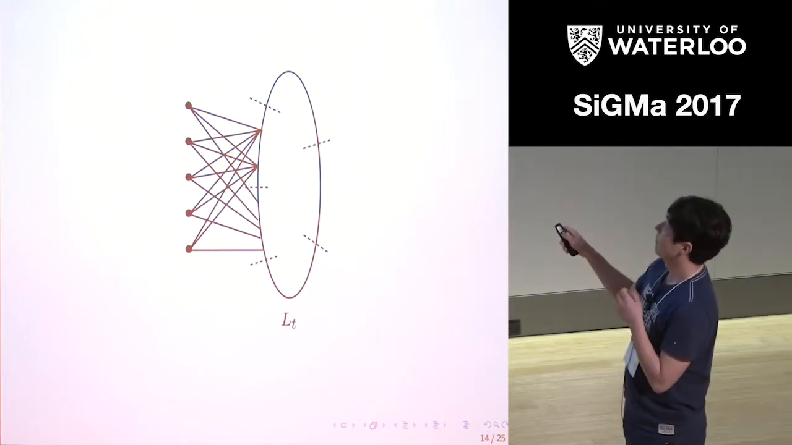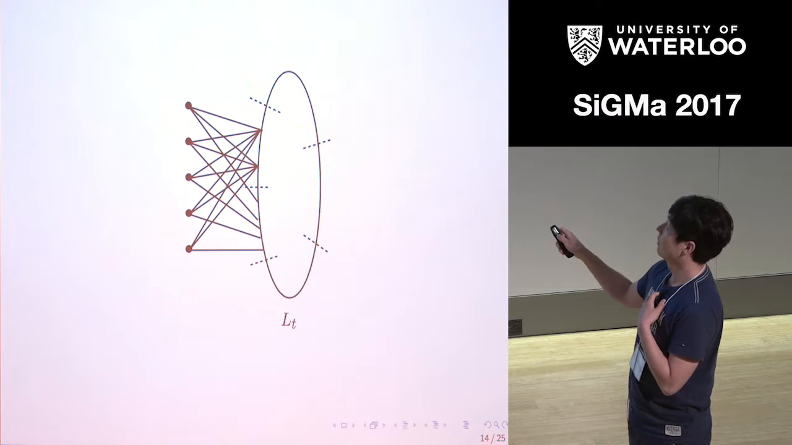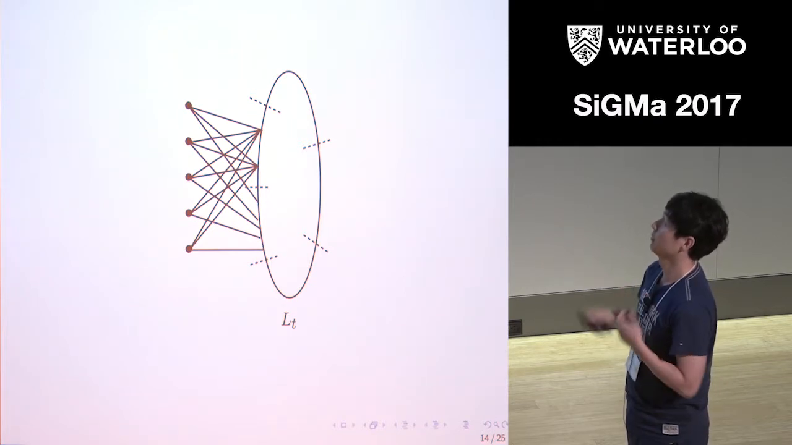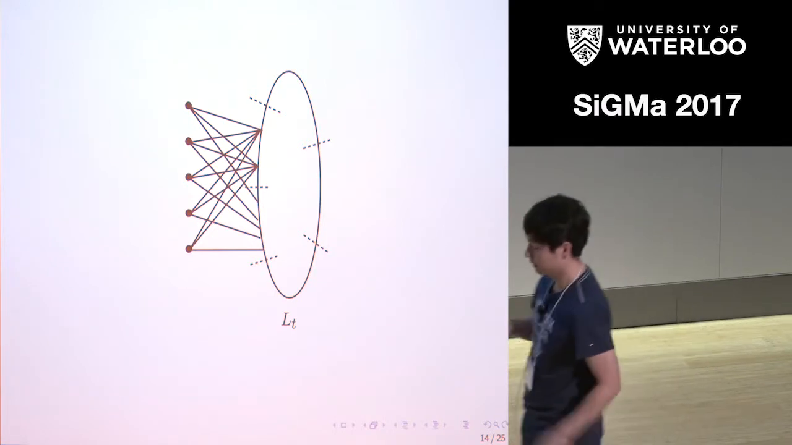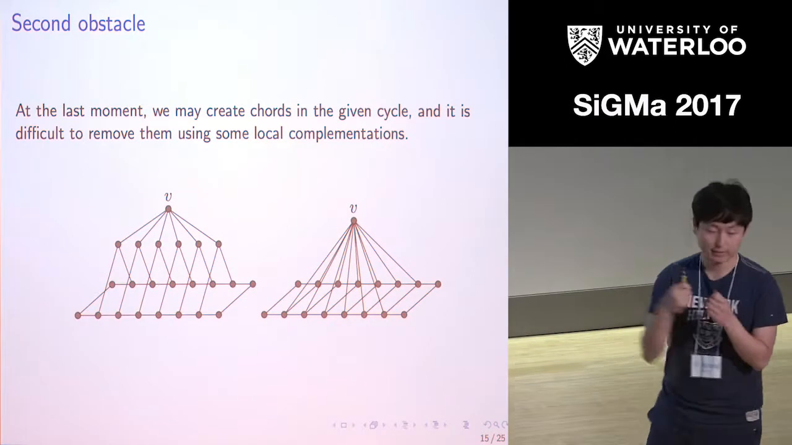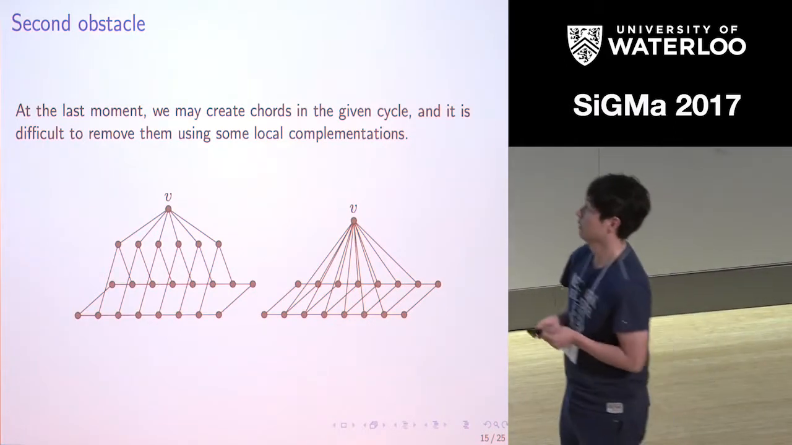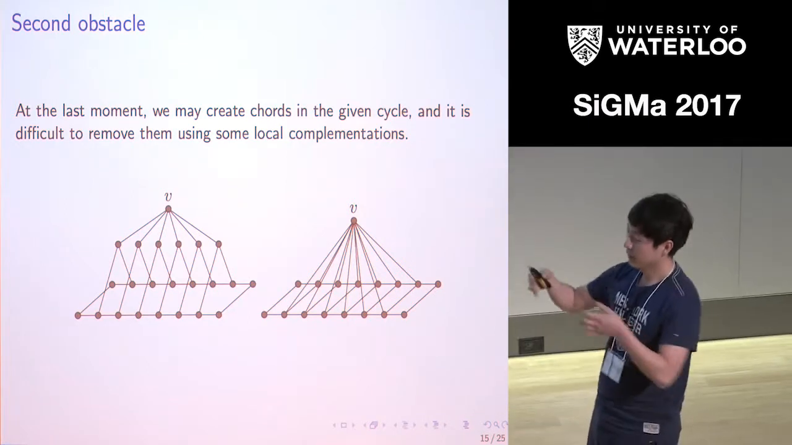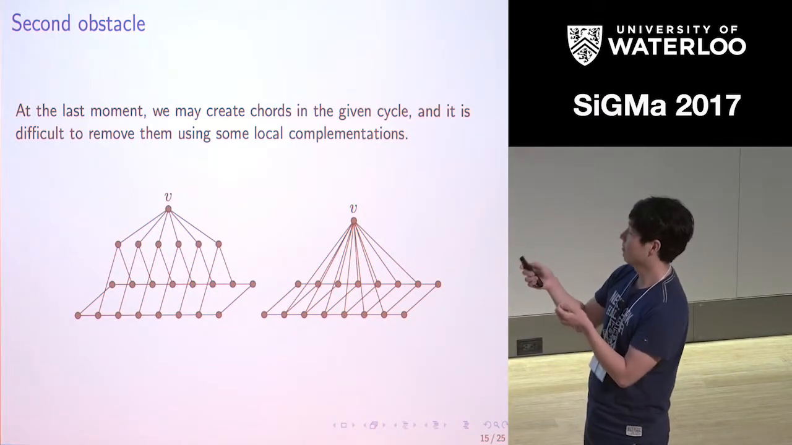Briefly, the cycle has at most k partitions where you have some subsequence, and this vertex has either the same neighbors on this part or some consecutive neighbors on the other part. So this is one thing that we have, but the second obstacle was actually disturbing me at first. And then at the last moment, you can find the graph looks like this.